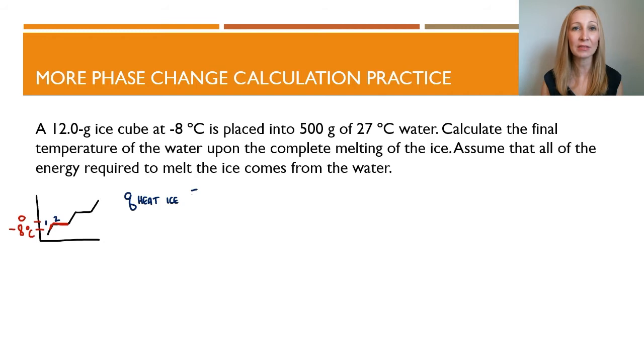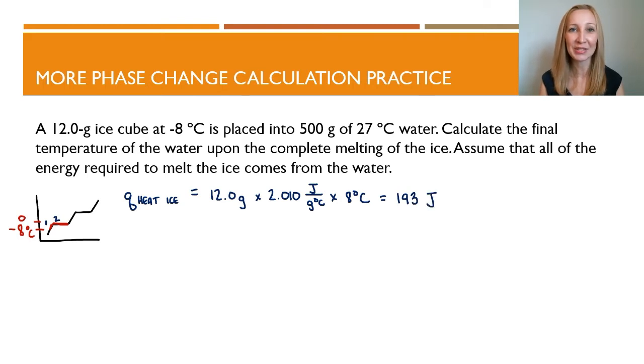This is our mcΔT because there is a temperature change taking place. So our mass is 12.0 grams. Our C for ice is 2.010 joules per gram degree Celsius, and we're heating it from -8 to 0. So the temperature change is 8 degrees Celsius. So that's step 1, and I'm going to multiply all of that out and get a number. Remember, your grams and your Celsius cancel out, leaving you with joules. So I have 193 joules for this process.